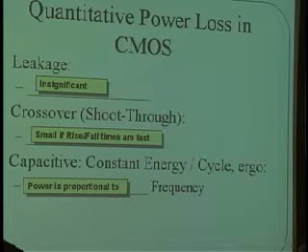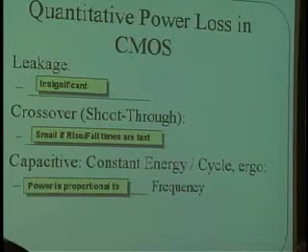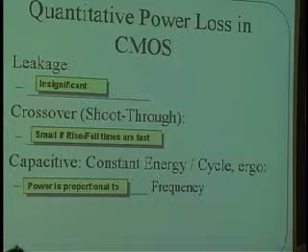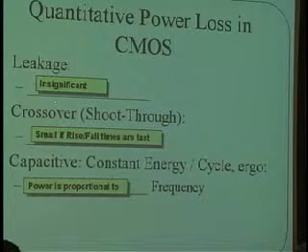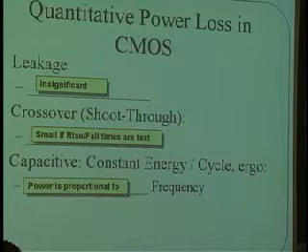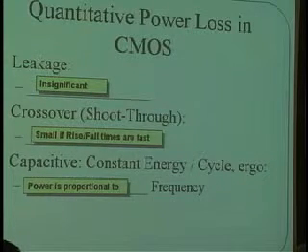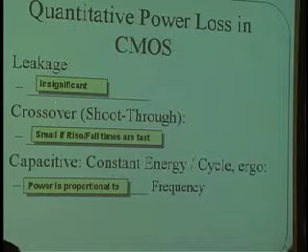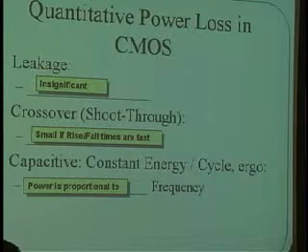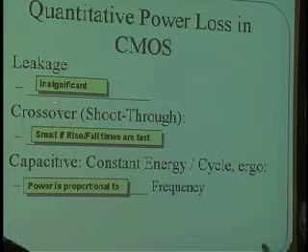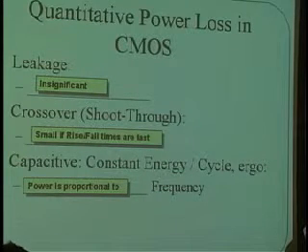Now here's an interesting question. If the amount of energy that those capacitors soak up every cycle of the computer is fixed, is a constant, then what is the power as a function of the frequency? The frequency is how often we do it. Well, a fixed amount of energy every cycle multiplied by the frequency of how often we do it will give us a power that's proportional to frequency.